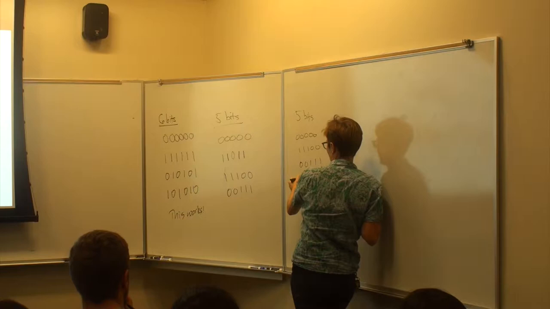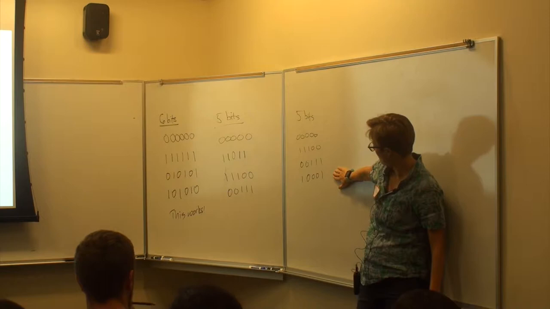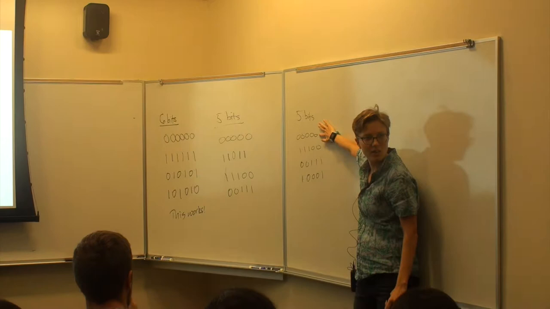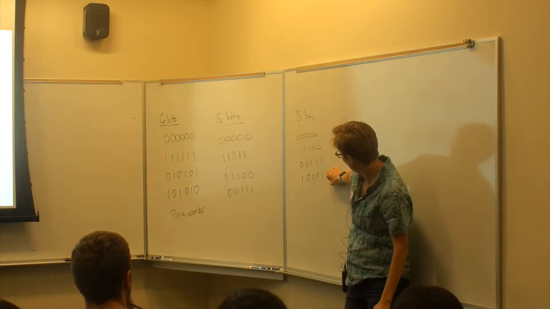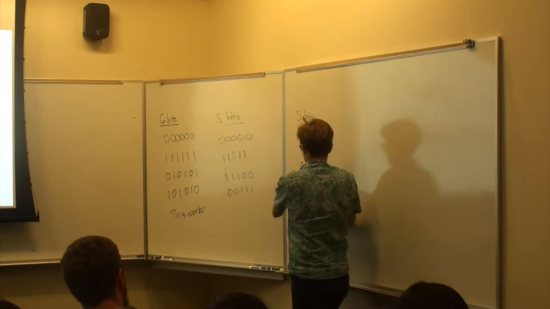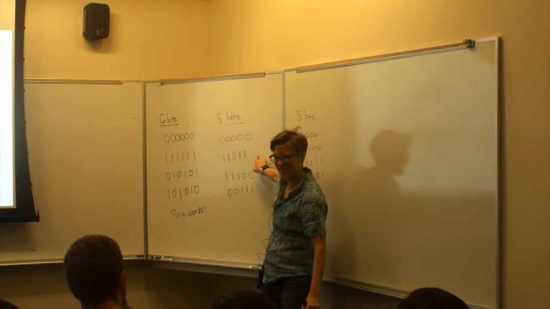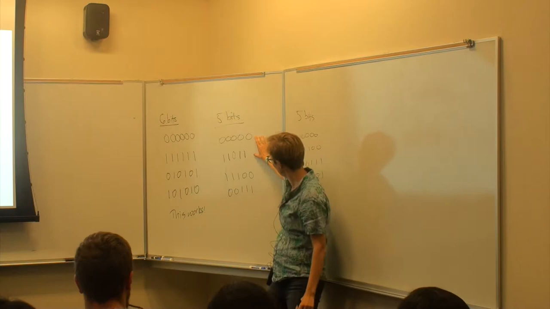Okay, so let's check. Do all of these have distance 3 from each other? The first and the last one. Yeah, so the first and last one. So what happens if I flip the last bit here to a 1? Then I wouldn't be able to tell first and last. Yeah, but actually... I think these two are going to be... let's check. Okay, so this guy and this guy, they differ in 4 places. Okay, this guy and this guy differ in 1, 2, 3 places.